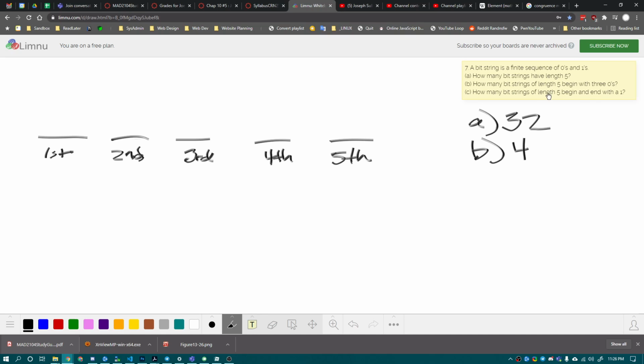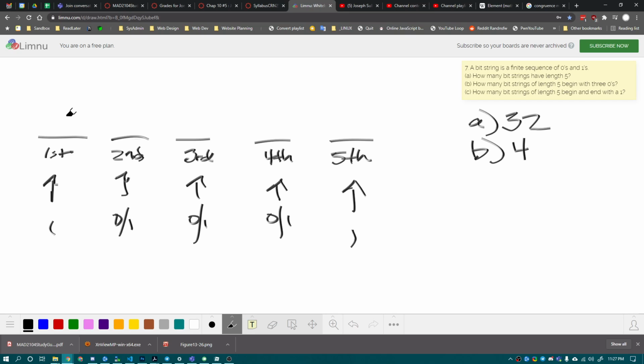Okay, and then how many strings of length 5 begin and end with a 1? So this has to be a 1, and this has to be a 1. This one can be either 0 or 1. This one can be either 0 or 1. And this one can be either 0 or 1. So how many choices do we have here?